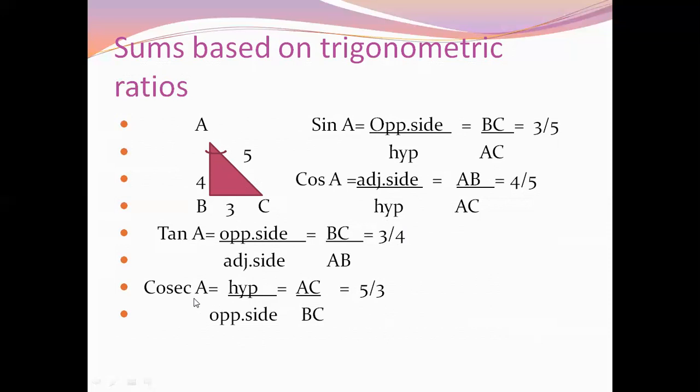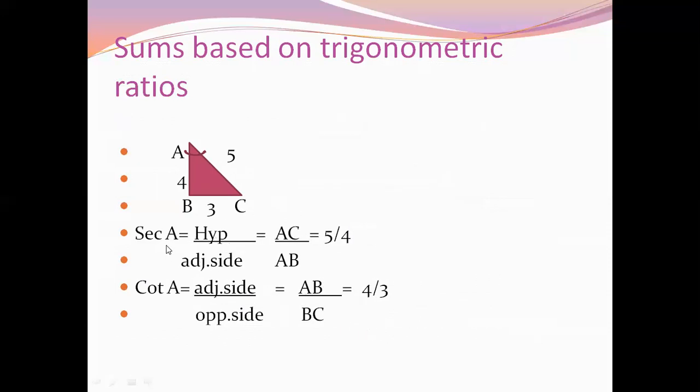Now cosecant A. I said cosecant A is the reciprocal of sine. So what is the reciprocal of sine? Hypotenuse by opposite side. That means AC by BC. So just the reciprocal of 3 by 5, that is 5 by 3. Next step, secant A. Secant A is the reciprocal of cos A. The cos formula is adjacent side by hypotenuse. So the reciprocal is hypotenuse by adjacent side. So that is AC by AB. So that is equal to 5 by 4.